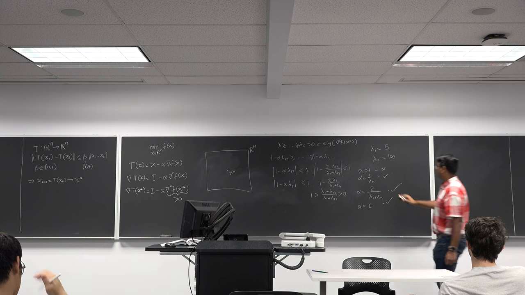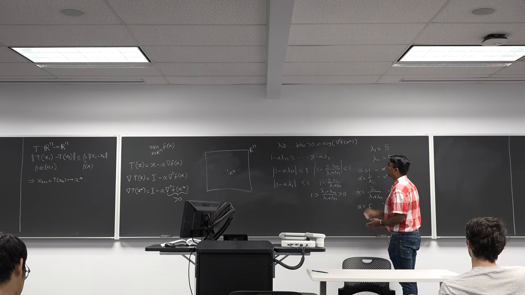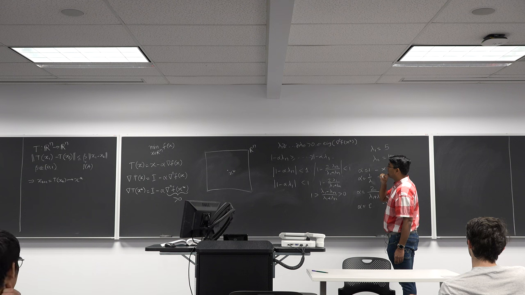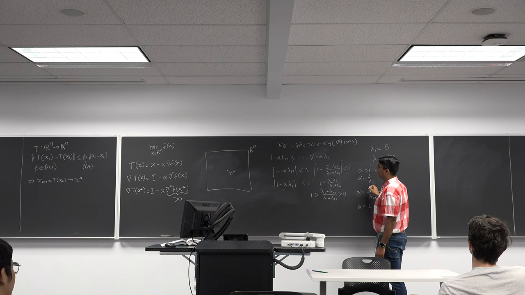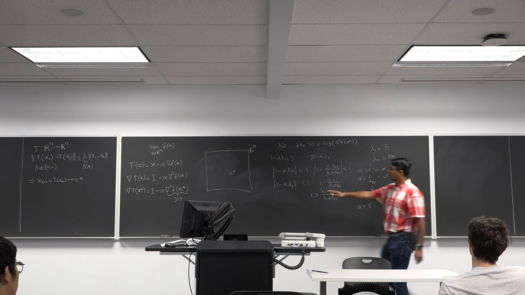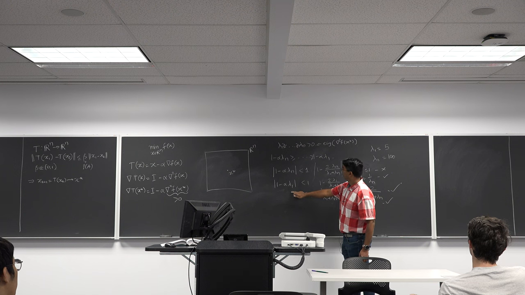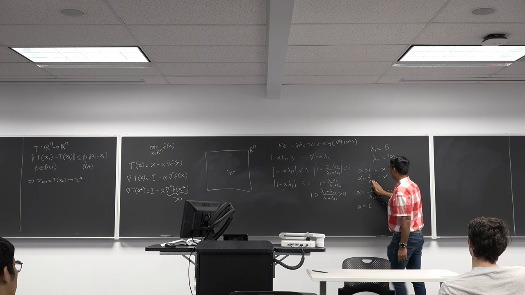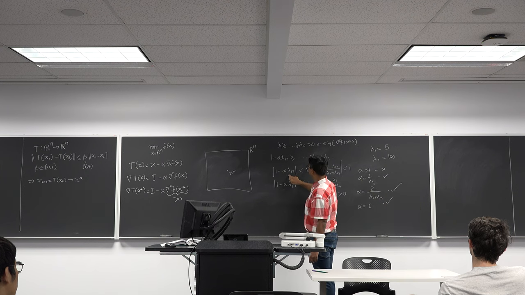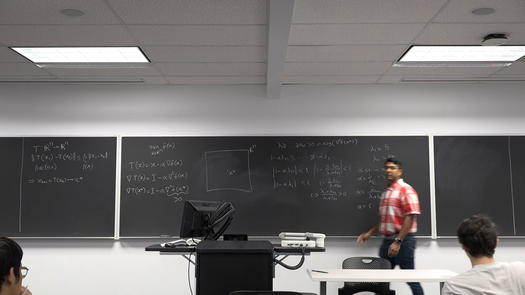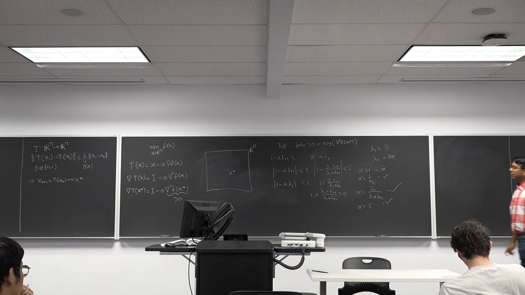Oh, yeah, I think it's lambda 1. No. Right. Yeah, I think lambda n is correct, because this is lambda 1 over lambda n. I think lambda 1 is correct, because lambda n is smaller. So this lambda n over lambda 1, you're subtracting something smaller than 1, so it'll be less than 1. So this is correct. That's right. Thank you.